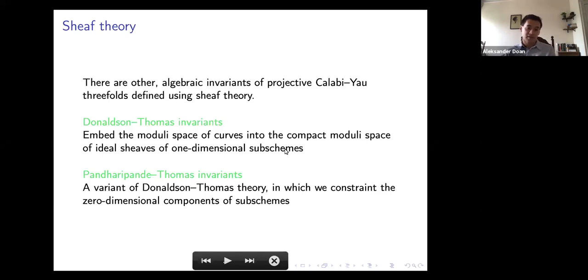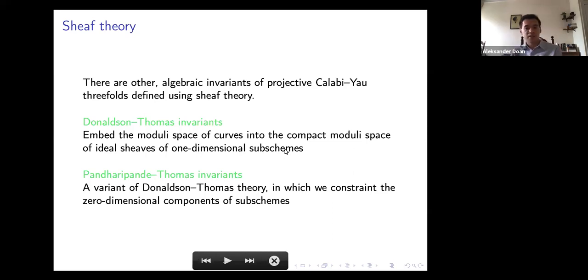And these invariants, in fact, have a very different flavor. For example, they are integers, and they don't fix the genus of the curves we're interested in, because you just look at all possible one-dimensional subschemes representing a given homology class. So these are called Donaldson-Thomas invariants. There is also a version of this invariant called the Pandharipande-Thomas invariant, where you impose various constraints on the zero-dimensional components of the subscheme, because such subschemes will have, in general, one-dimensional components, so think holomorphic curves, but also zero-dimensional components, think of just a bunch of points.